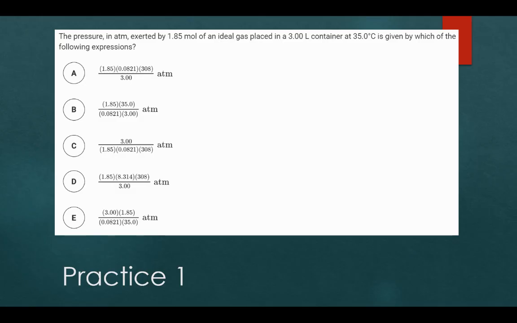So now we're going to try a practice problem. The pressure in ATM exerted by 1.85 moles of an ideal gas placed in a 3-liter container at 35 degrees Celsius is given by which of the following expressions? Okay, so as you can see, we are looking for pressure. So that's what we're looking for. And we're given a few pieces of information. We're given that our moles is 1.85. We're given that our volume is 3 liters. We're given that our temperature is 35 degrees Celsius, but remember we have to convert that into Kelvin. So we do 35 plus 273 to get our 308 Kelvin.